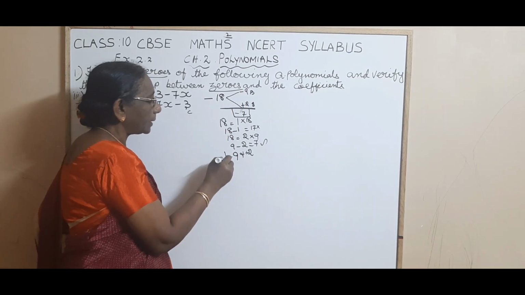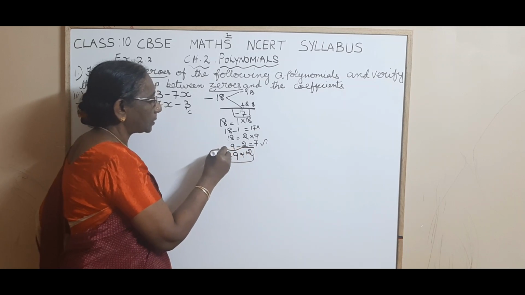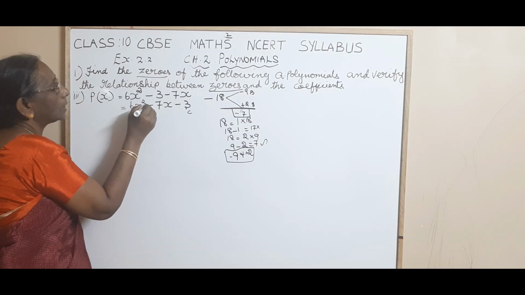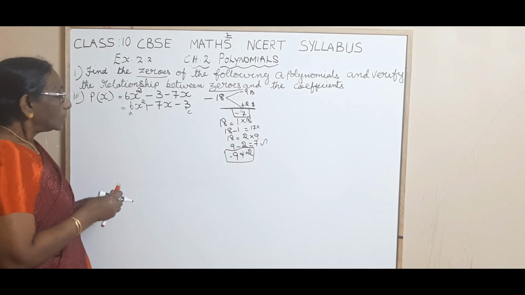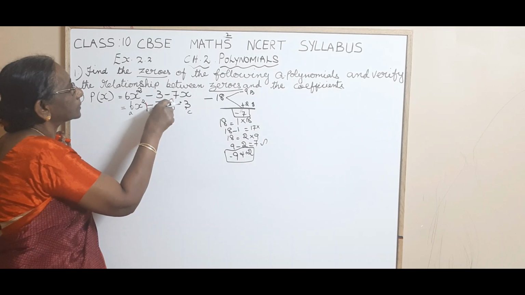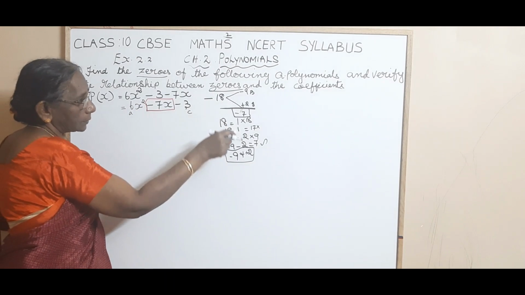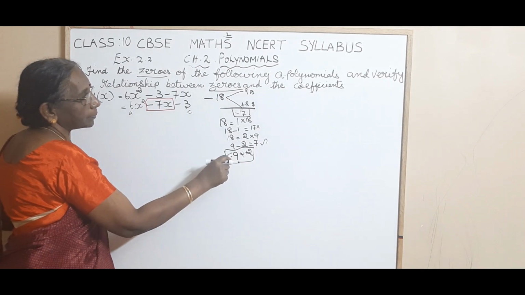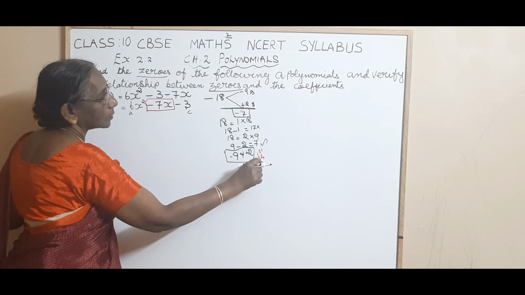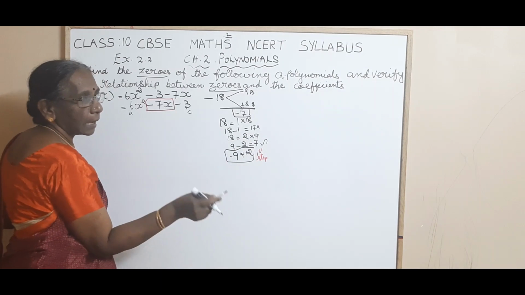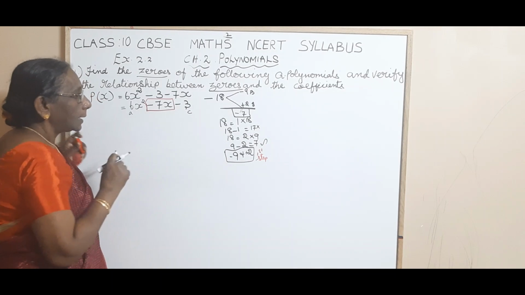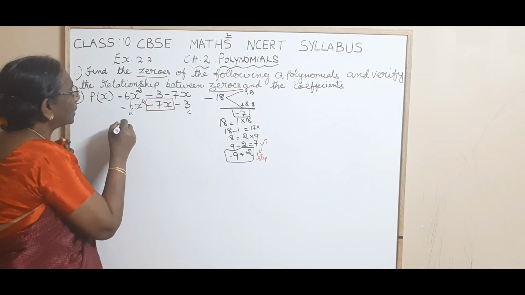After finding these split-ups, what should you do? We have to rewrite the middle term, minus 7x, as minus 9x plus 2x. This is the second step. The first step is finding the split-ups, for factorizing a quadratic polynomial. And now we are going to rewrite this as the second step.